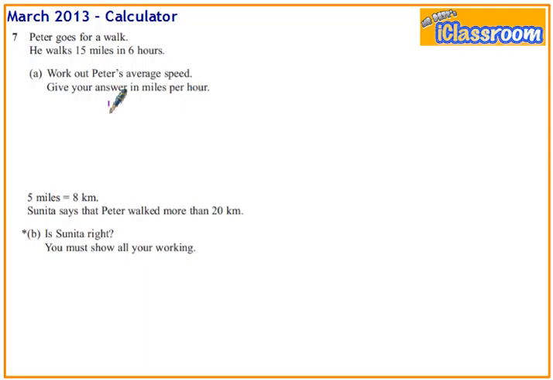So we know the miles was 15 and the hours was 6. I want to find out how many miles he goes per hour. So I want to find out for 1 hour. So I can simply divide this by 6, divide this by 6, and my answer is 2.5. So there we have 2.5 miles per hour.